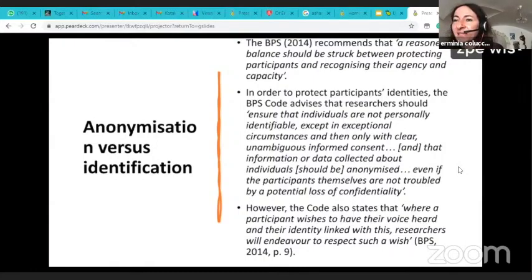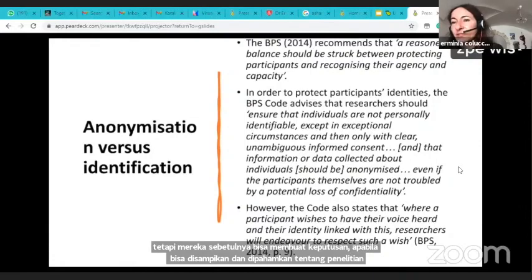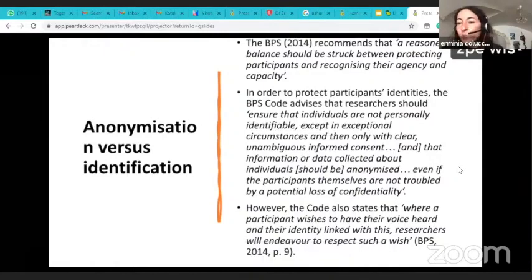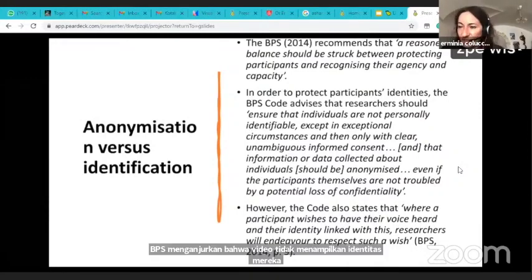So in terms of protecting identities, BPS advises researchers should ensure that individuals are not personally identifiable, except in some rare circumstances. But the code also states that where a participant wishes to have their voice heard and their identity linked with this, researchers will be able to respect such a wish. This is a very important point.